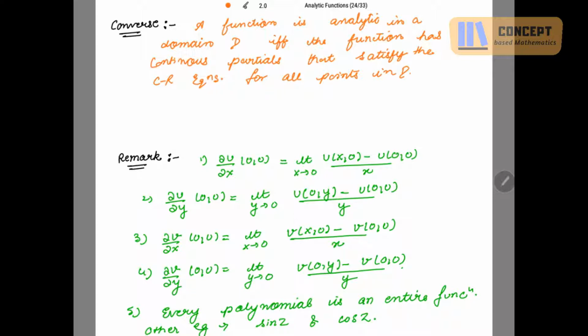The fifth remark is every polynomial is an entire function, that is, entire function means it is continuous and differentiable everywhere. The other examples are sin z and cos z. Okay, next page.